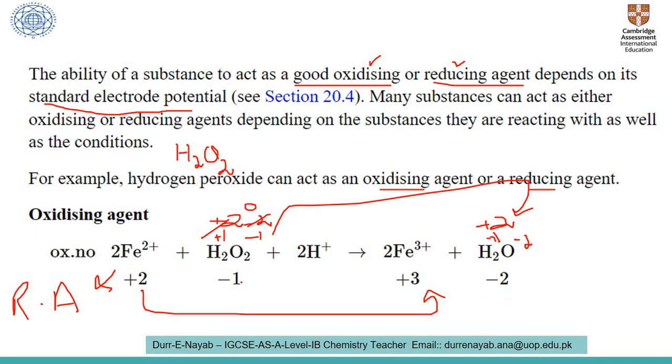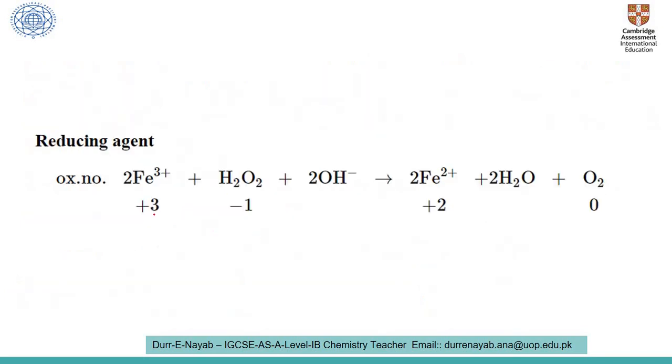So this is acting as an oxidizing agent. You can call it a thief of electrons, but this iron is the reducing agent, and it is very generous in providing the electron. Now this is the same reaction, but here the condition is a bit different.